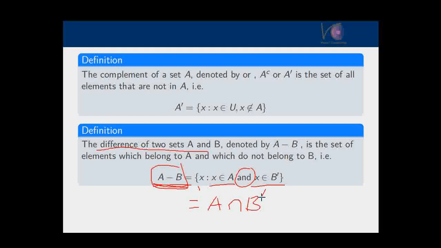Remember, the element x is not supposed to fall in set B. It should only be in A. Remember, by definition, where we said AND, it should be in both A and B complement. By complement, remember, we are looking for the elements that are not in set B. So this is the definition of the difference of two sets.